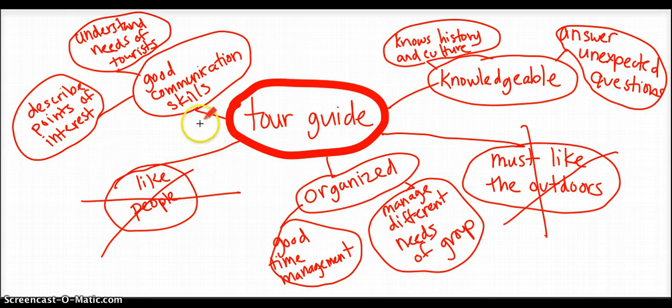So here we have a really solid cluster map. We have 3 key ideas: good communication skills, knowledgeable, and organized. And for each of these key ideas, we have 2 supporting examples. For example, good communication skills, describe points of interest, and understand needs of tourists. And the same for knowledgeable. We have 2 supporting examples, and for organized. Here we are.